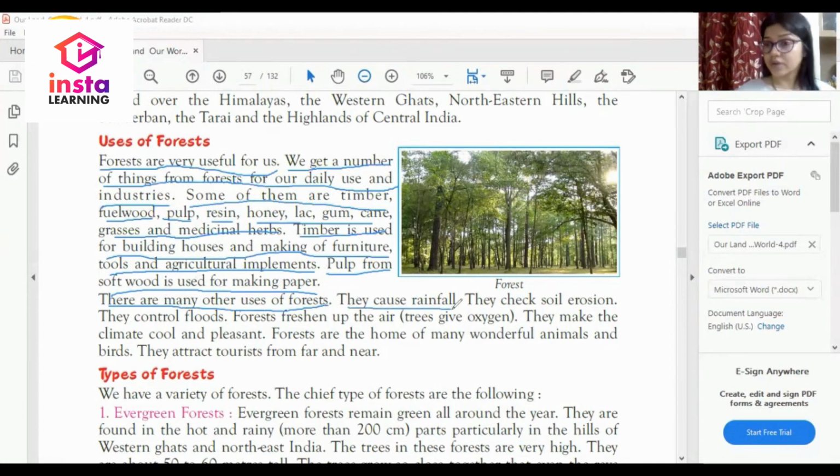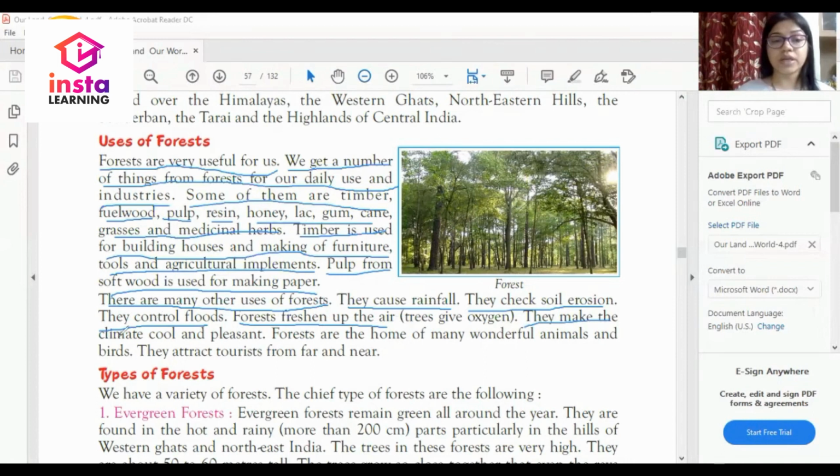They cause rainfall. उनकी वजह से क्या होती है? बारिश होती है. They check soil erosion. They control flood. This is very important. What are the uses of forest? They cause rainfall. They check soil erosion. They control flood. Forests freshen up the air because trees give oxygen to us.